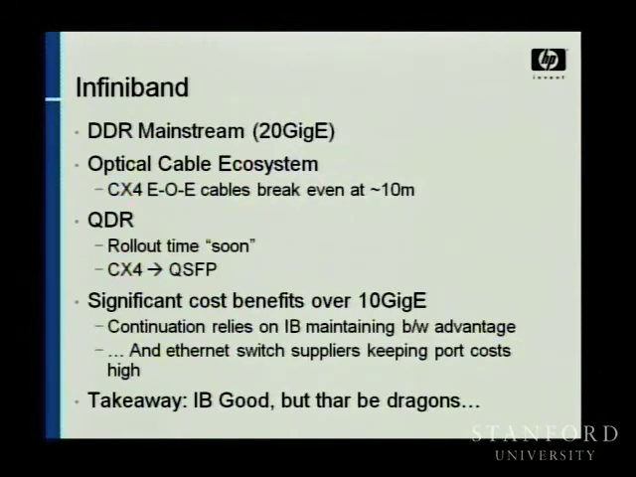The mainstream part these days is DDR, double data rate. And let me show you something that has changed the way people put clusters together a lot. These are optical-electrical cables, EOE cables, and their cost breaks even at 10 meters. So folks use them for the long links in clusters now, and they're amazingly effective. The rest of this slide says that quad data rate's coming soon, and I don't know when soon is.